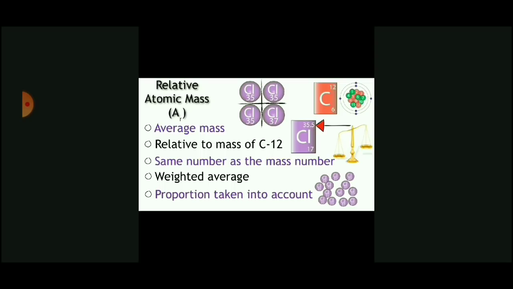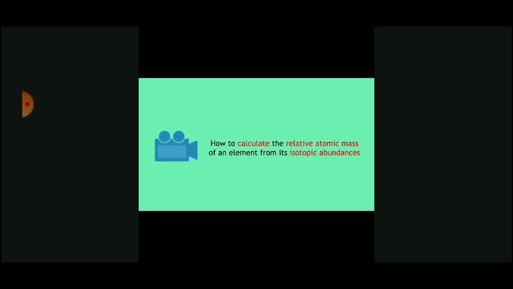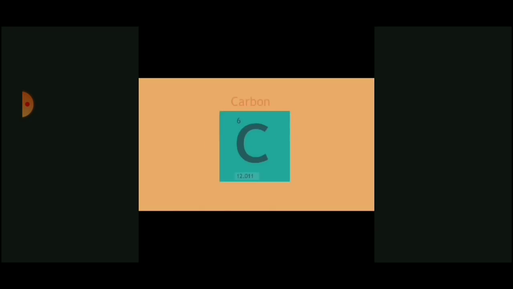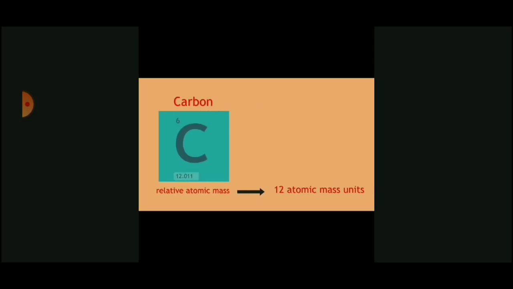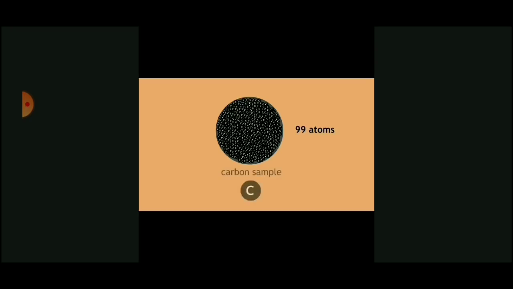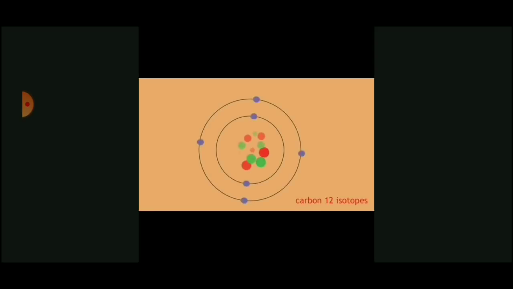Now, how do we calculate the relative atomic mass of any element from its isotopic abundance? Let us take the carbon atom. It has 12 atomic mass units. Now, this is a carbon sample. We have taken 99 atoms out of 100 atoms. Carbon-12 is an isotope of carbon. It has a rich abundance of about 99% in nature.